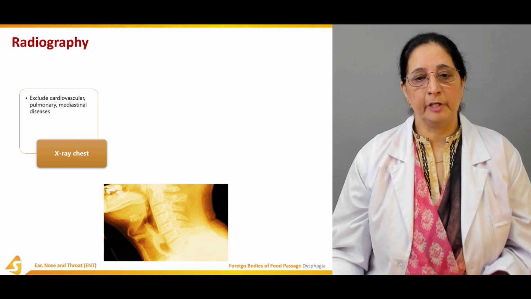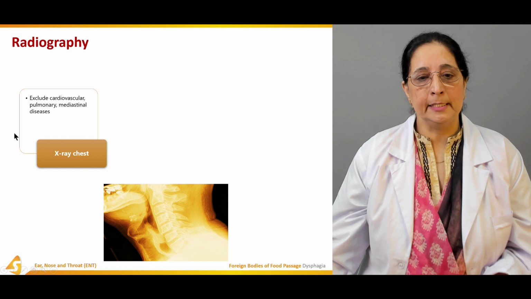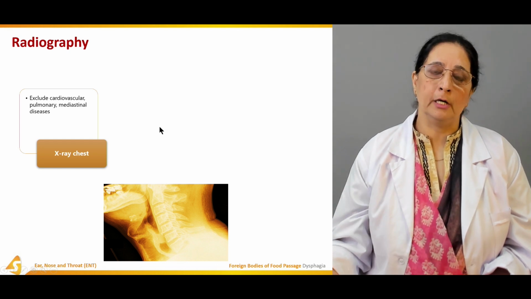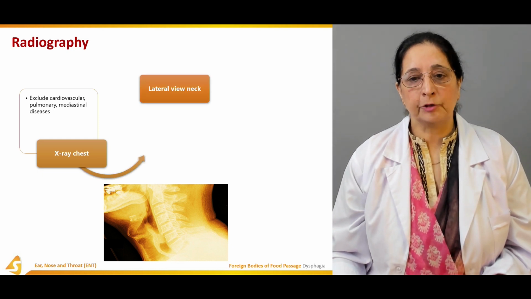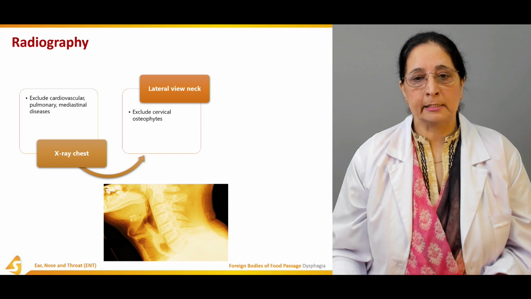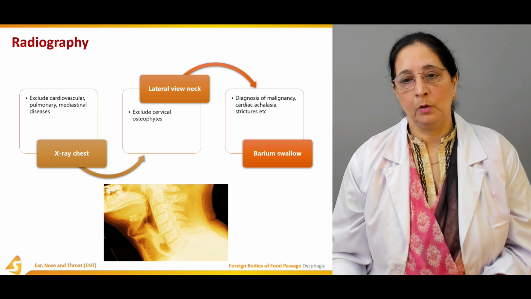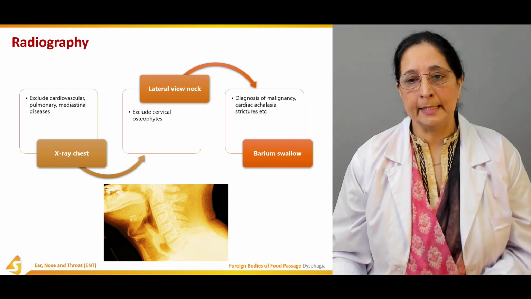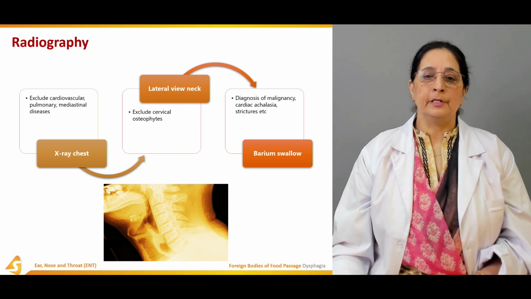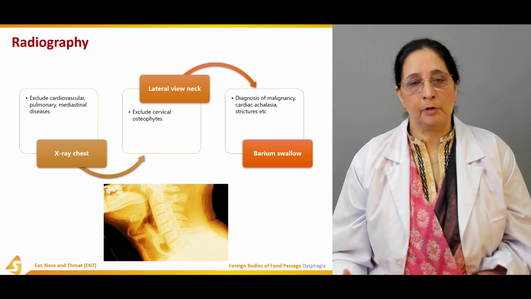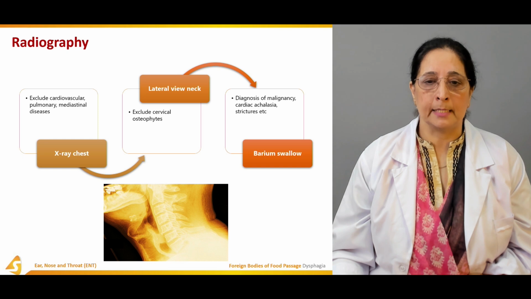Radiography: X-ray chest, to exclude cardiovascular, pulmonary, and mediastinal diseases which can be a cause outside the esophageal wall. Lateral view of the neck excludes cervical osteophytes. Barium swallow helps in diagnosis of malignancy, cardiac achalasia, and stricture. So all these are different tests: X-ray chest, lateral view of the neck, and barium swallow can be done for the examination.